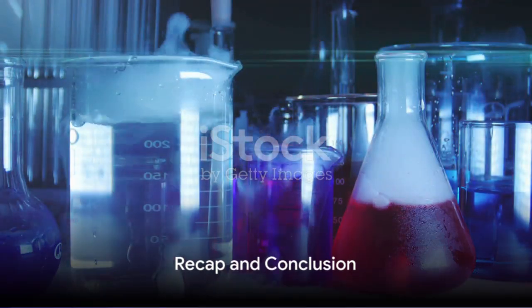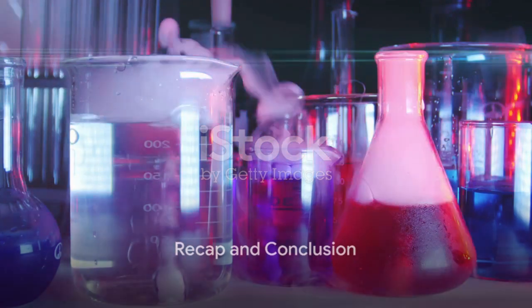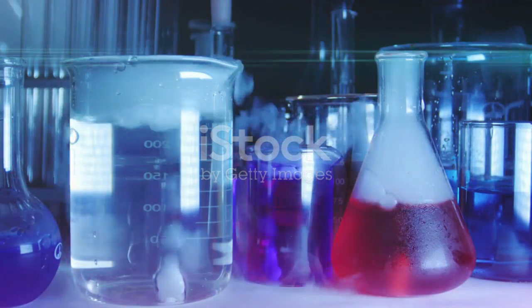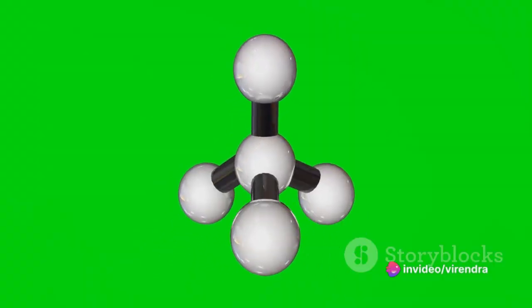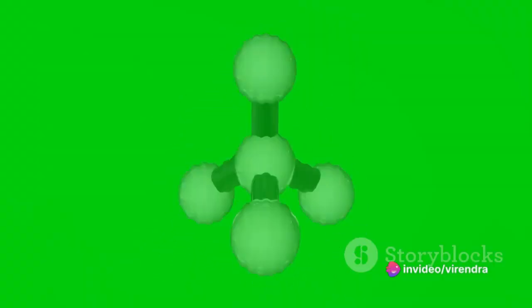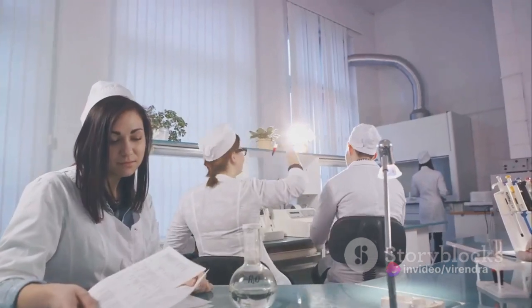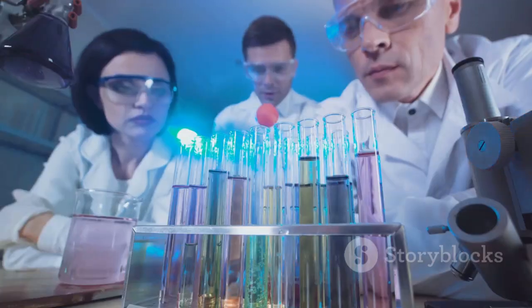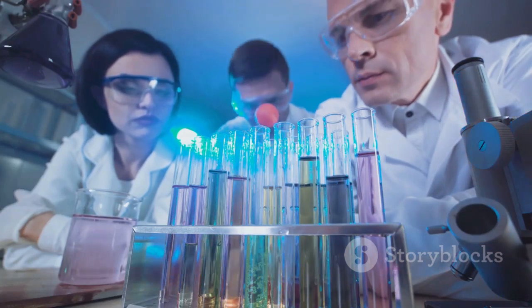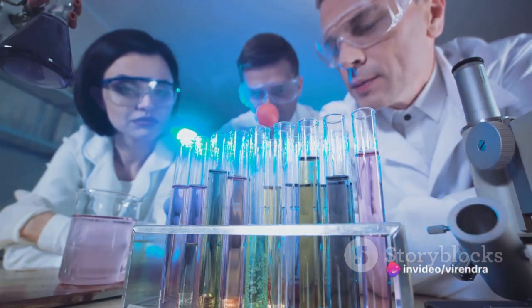To recap, a chemical reaction begins with the breaking of bonds between reactant molecules, often triggered by the input of activation energy. The atoms then rearrange themselves, forming new bonds and creating new products. This entire process adheres to the principles of conservation of mass and energy. And just like a ballet, the speed and outcome of the reaction depend on various factors.